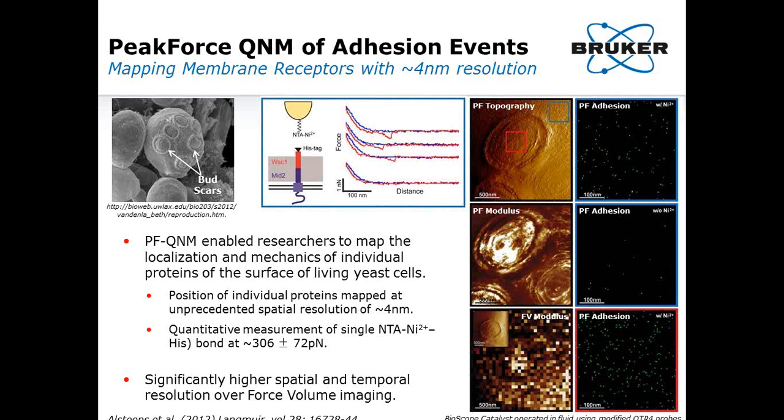Now, researchers were interested in mapping the distribution of the yeast membrane sensor MID2, which is a protein on the surface of the cell that serves to detect damage to the cell wall.